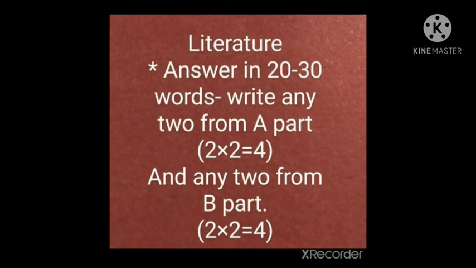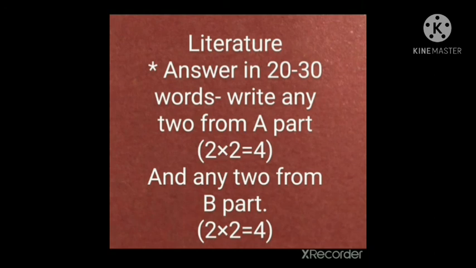Then B part, that is questions from Moments. There you need to write only 2 from the 3 questions given. Total 3 questions, write only 2 questions. So 20 to 30 words has 2 parts, A part and B part. A part is questions from Beehive. There you need to write only 2 questions. And then B part from Moments. There you need to write only 2.